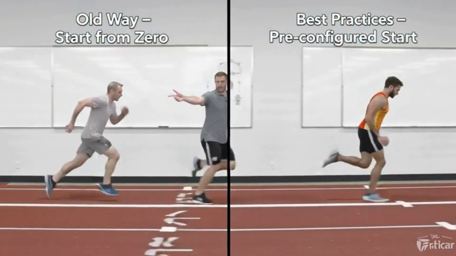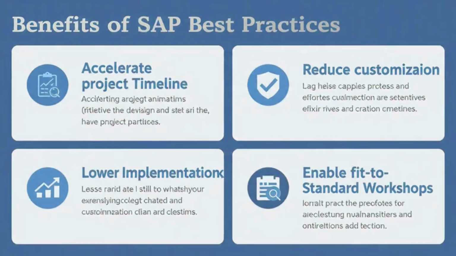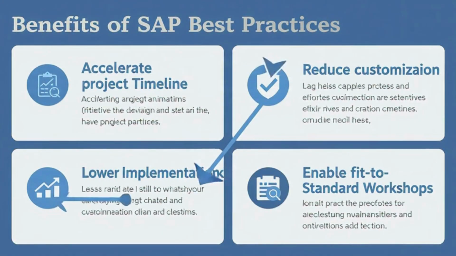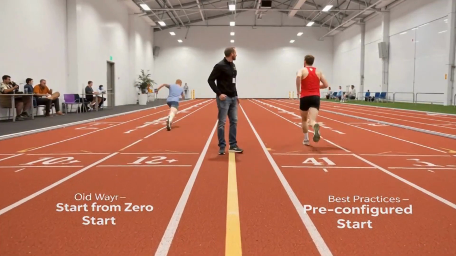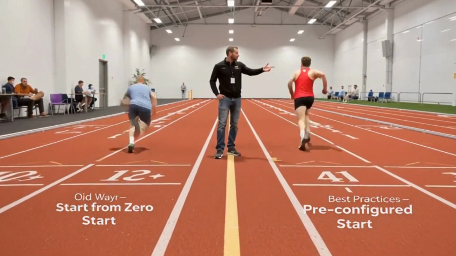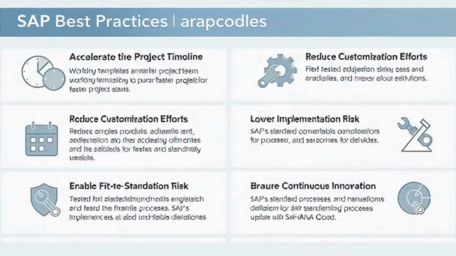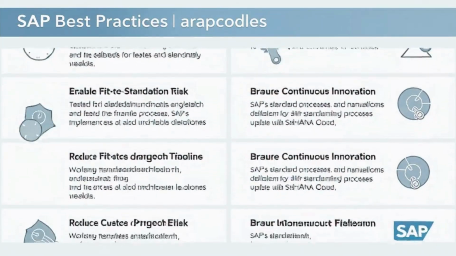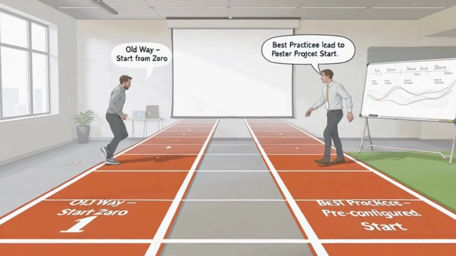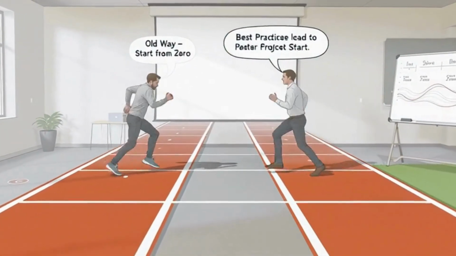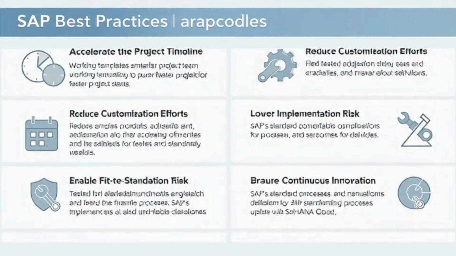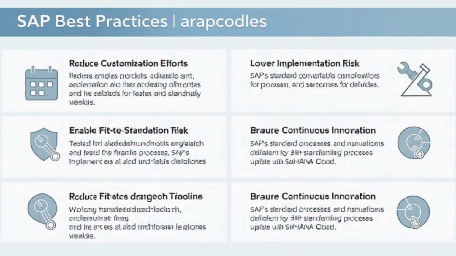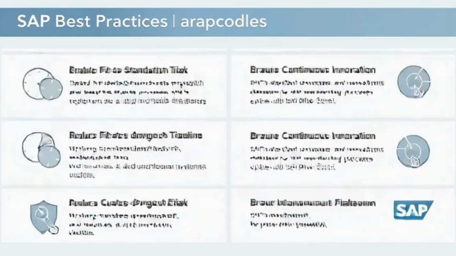Enable fit-to-standard workshops. Best practices are the foundation for fit-to-standard workshops, where instead of asking, "What do you want?" the consultant shows, "Here's how SAP does it. Do we need to change anything?" Ensure continuous innovation. With S/4HANA Cloud, SAP regularly updates these best practices so you always stay current with new features and compliance changes. Types of SAP Best Practices.